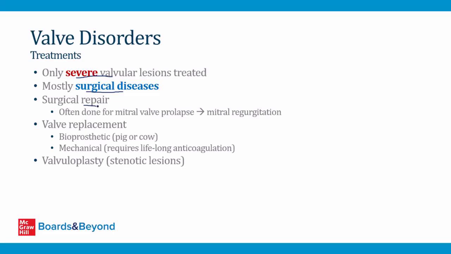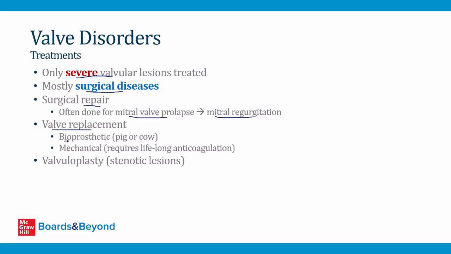Sometimes you can repair valves. Often this is done for patients who have mitral valve prolapse that's leading to mitral regurgitation. Sometimes the surgeon can repair the valve without replacing it. But more often in valve disorders, valves have to be completely replaced with the natural valve taken out and a new valve put in. There are two options for new valves.